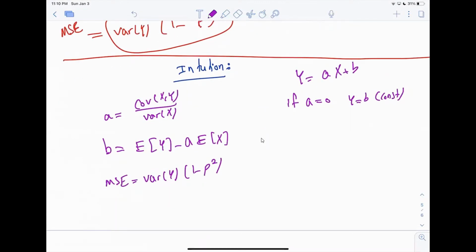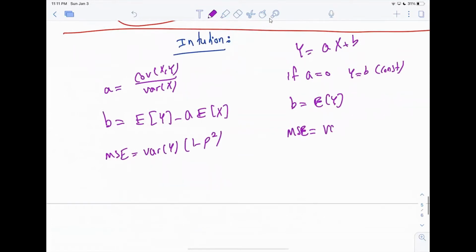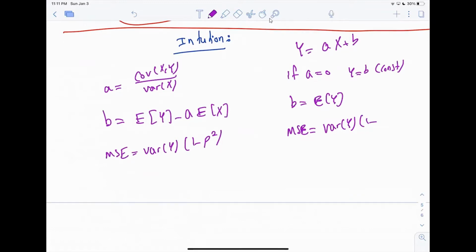In this case, b is equal to E[y], right? B is equal to E[y], and the MSE is equal to the variance of y over 1 minus, okay. Before talking about that, under what case is a 0?